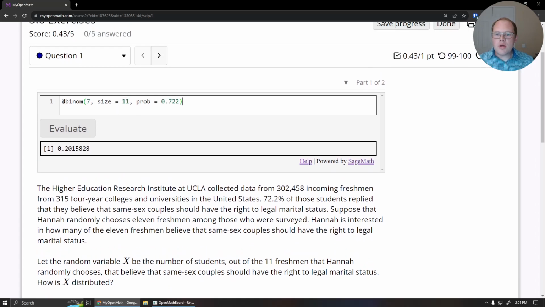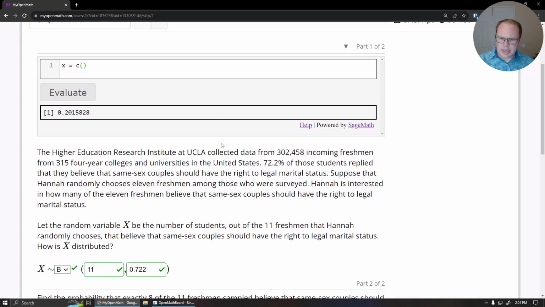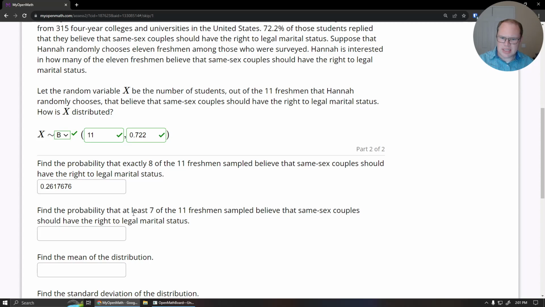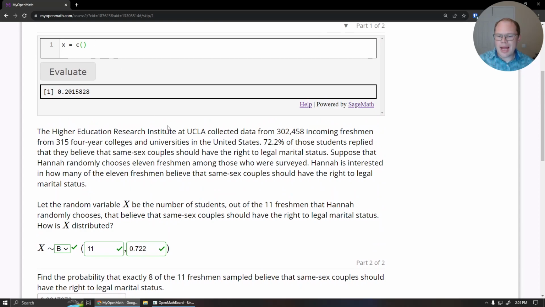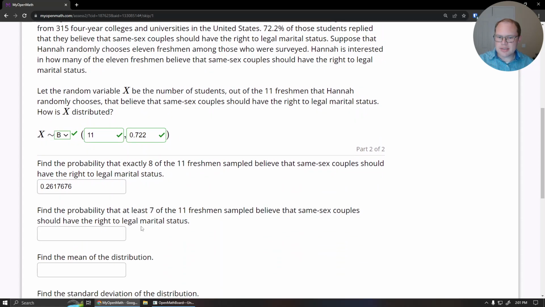So what we're going to do here is create a list of what the possibilities are, okay? Sometimes it's a little tricky to come up with the list. What does at least 7 mean? At least 7 of the 11. Well, I like to use it in a sentence. Is 7 at least 7?